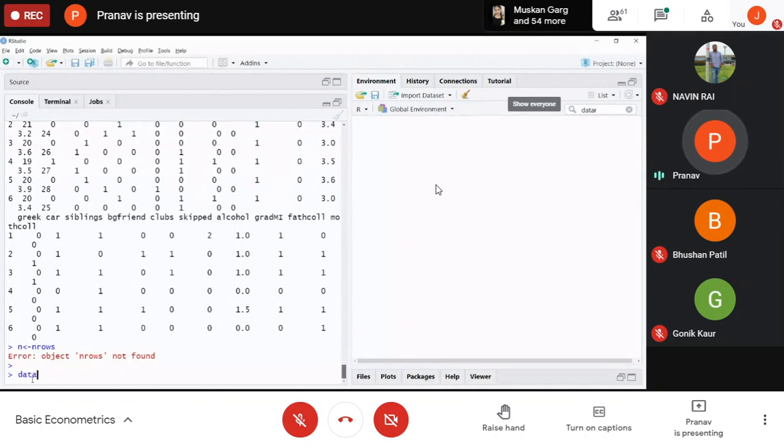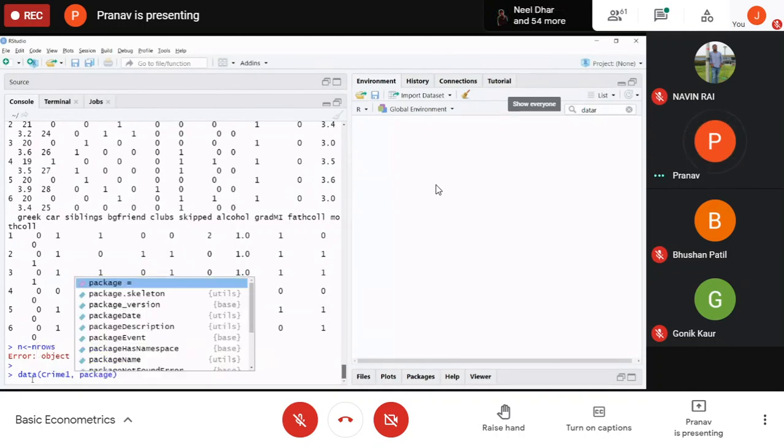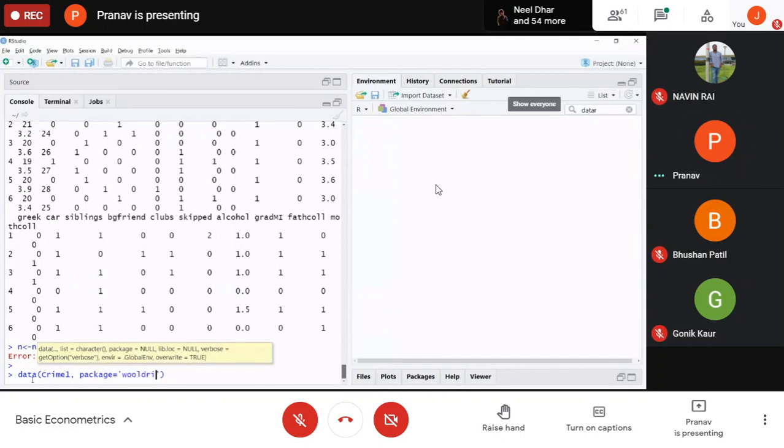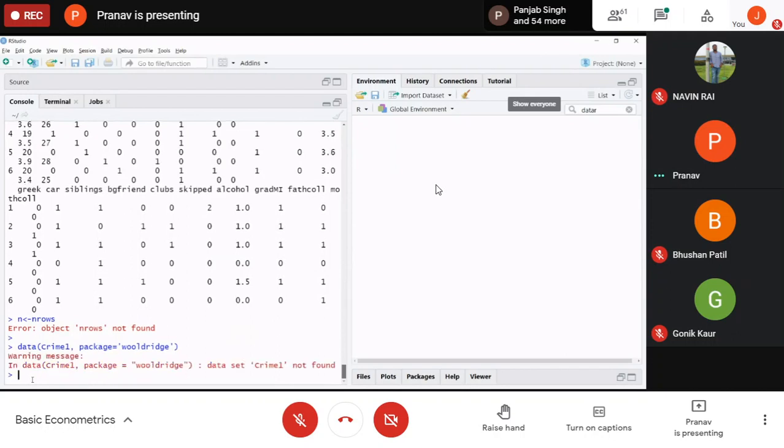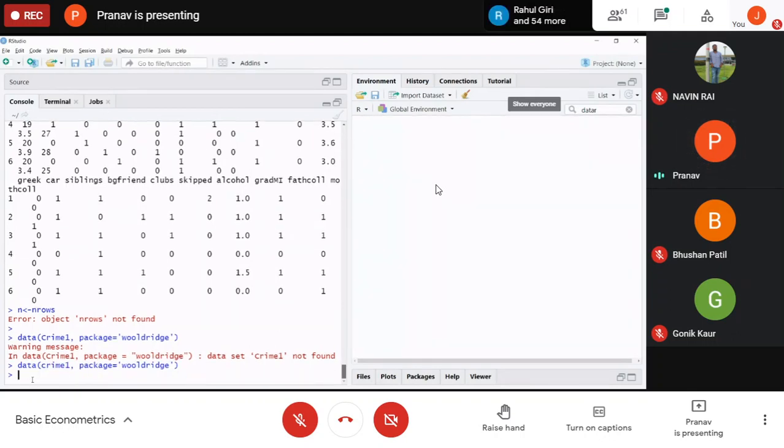Now what do I need? I already have the package crime 1, and the package is... Yeah. So now it has loaded the data set, which is my crime.